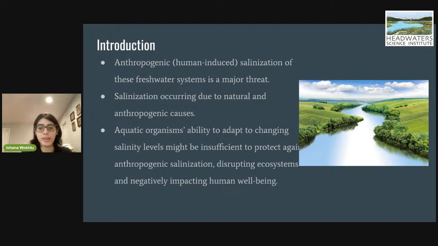Anthropogenic, or human-induced, salinization of these freshwater systems is a major threat to them. Freshwater salinization is occurring due to both natural causes such as climate, topography, and vegetation, and anthropogenic causes such as agriculture and pasture, resource extraction, the use of salts for de-icing roads, and urban and industrial wastewater contamination. Climate and land use changes also exacerbate this phenomenon. Aquatic organisms' ability to adapt to these changing salinity levels might be insufficient to protect against the salinization, disrupting ecosystems and negatively impacting human well-being.